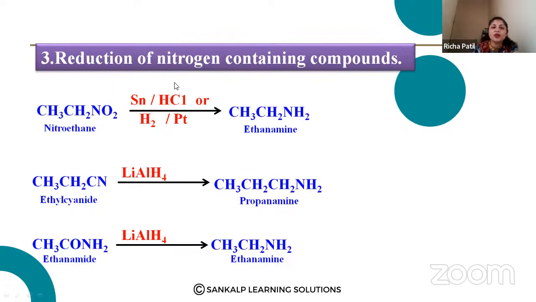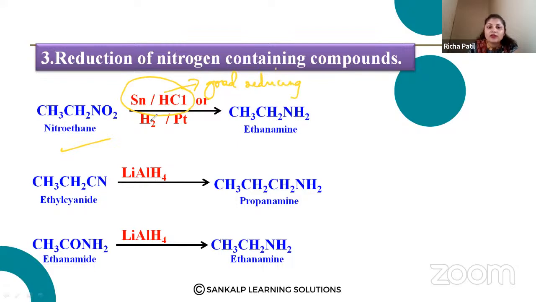Next is reduction. You are going to do reduction of nitrogen containing compounds. So the first is nitroethane. Your reactant is nitroethane, and it is treated with tin and HCl. So this is a good reducing agent.